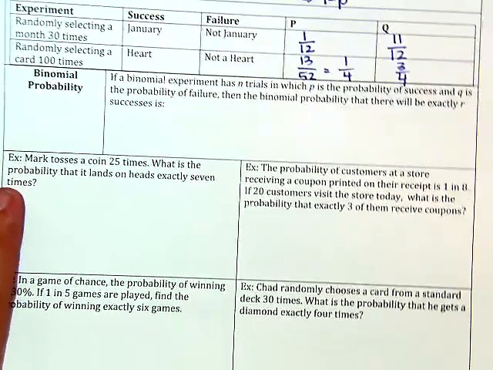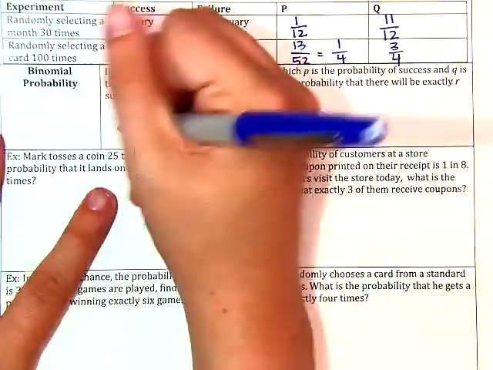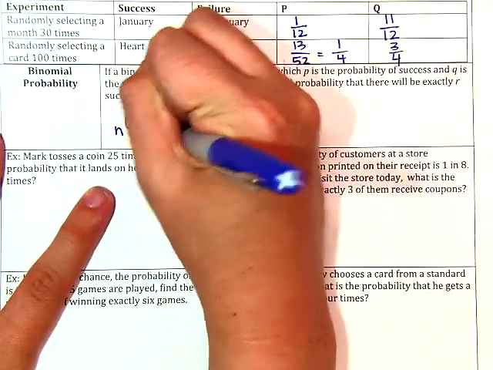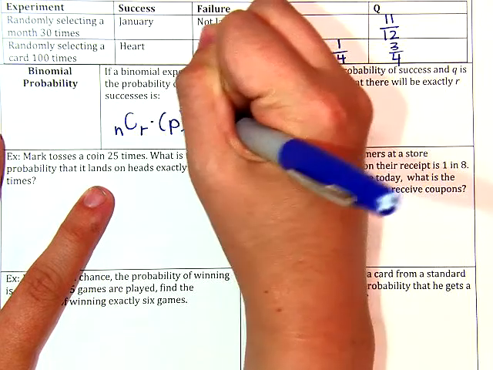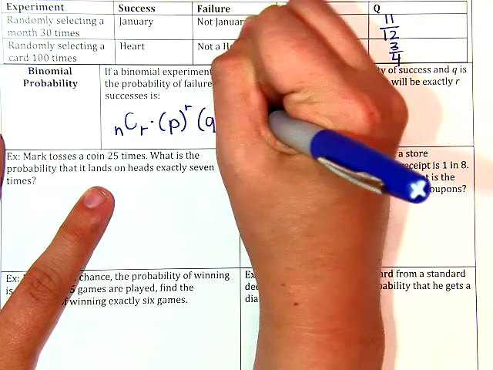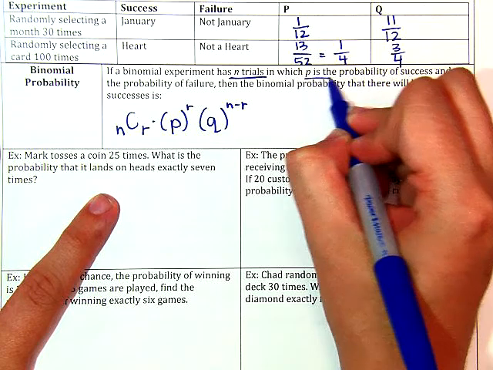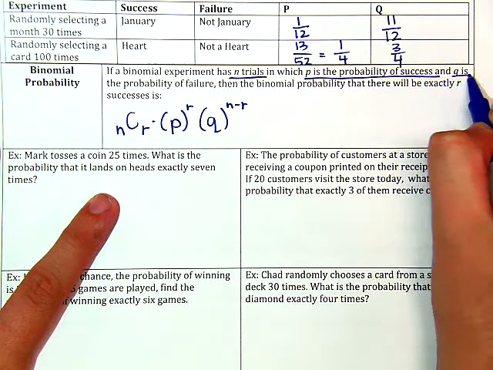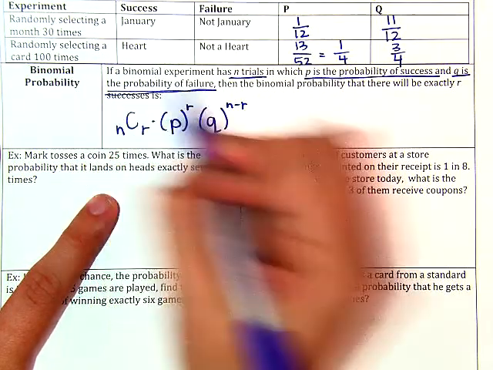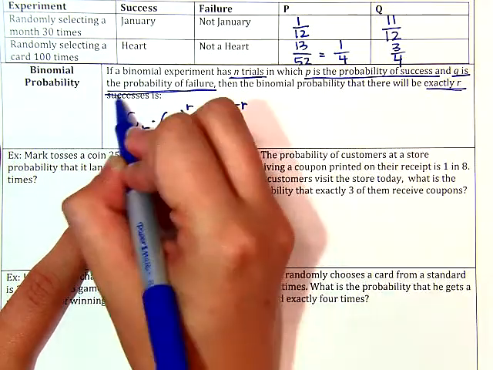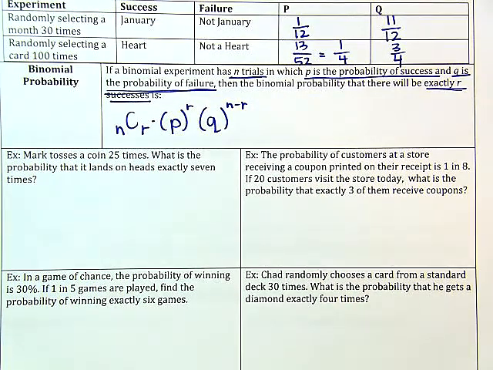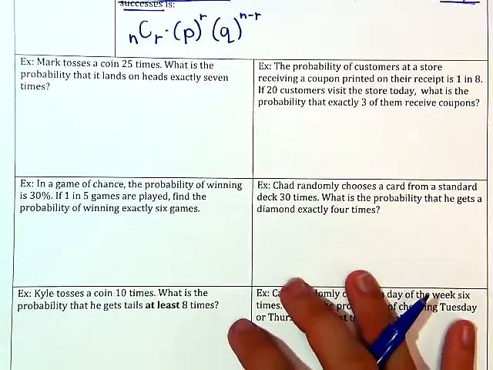Okay, binomial probability. So write down this formula. nCr, P to the power of R, Q to the power of n minus r. N is my number of trials. P is the probability of success. Q is the probability of failure. And exactly R successes. Those are what those variables mean, each of those. And we'll do some examples.